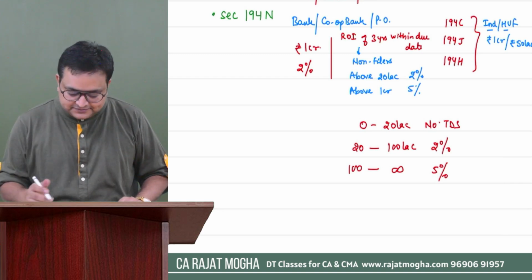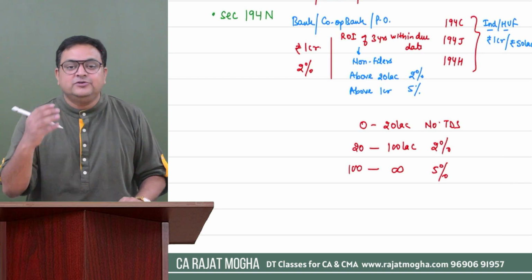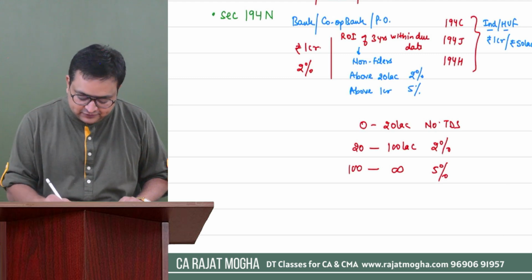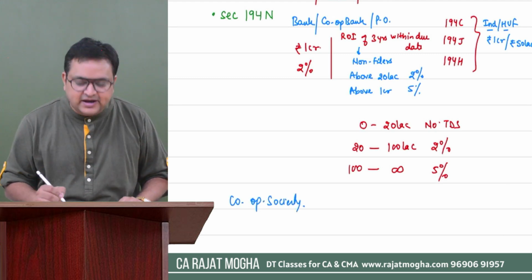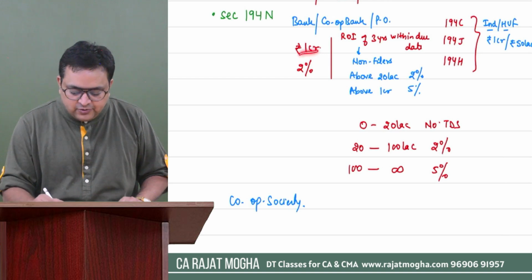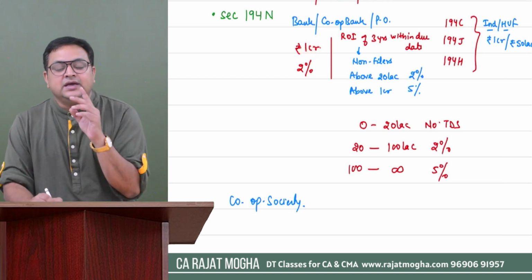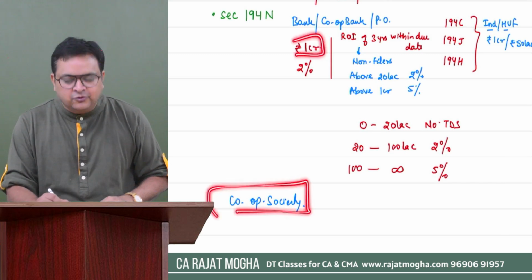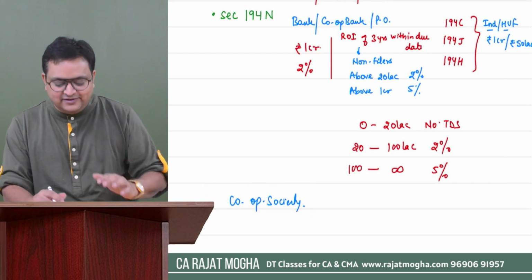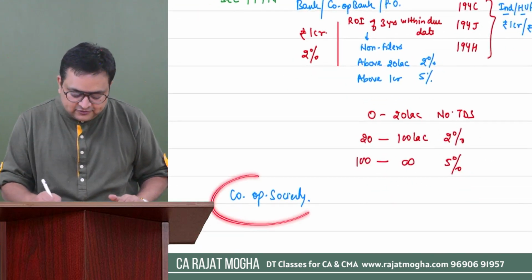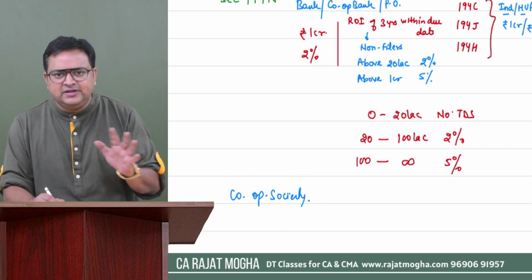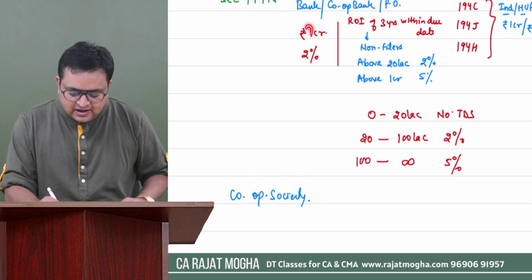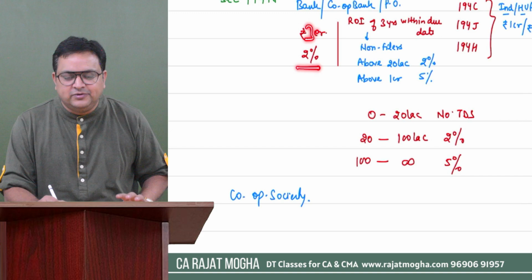Examiner can ask you this: if the person who is withdrawing the amount is a cooperative society, then the limit of 1 crore has been increased to 3 crore for them. So wherever you see 1 crore, we will replace it by 3 crores. So in that case, if this cooperative society is duly filing all their returns on time, we will say after 3 crore, we will be deducting 2% TDS.